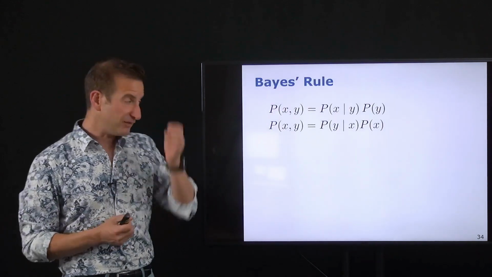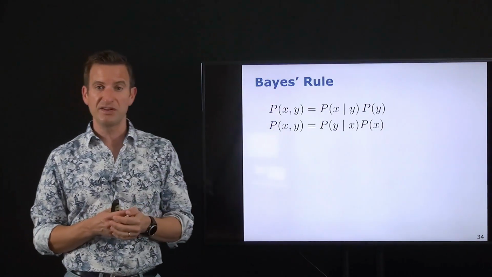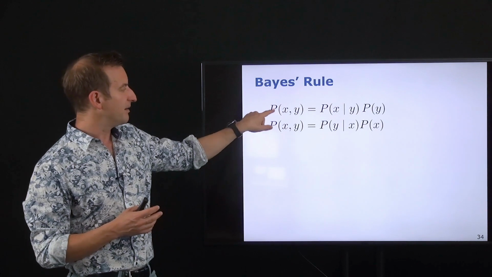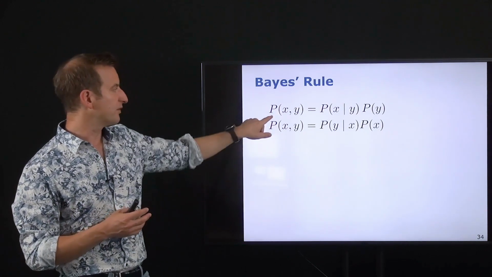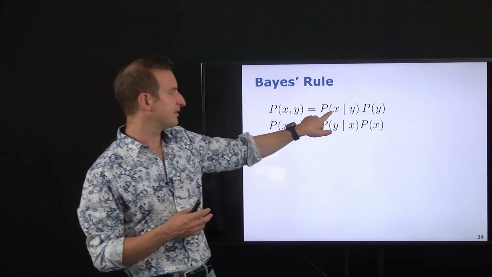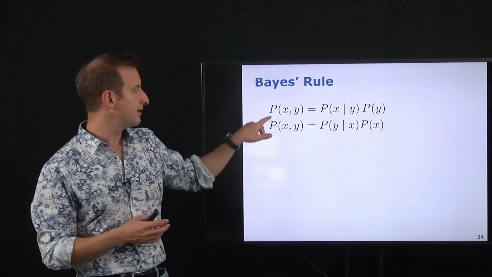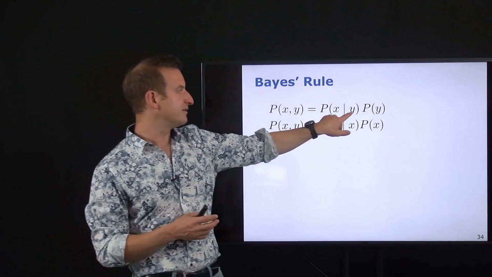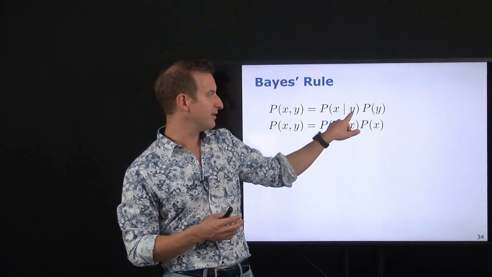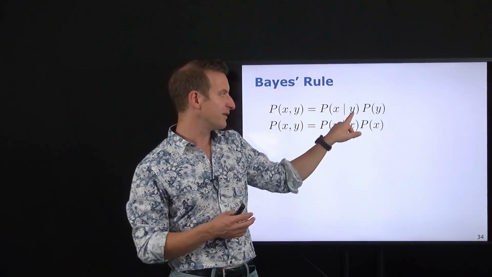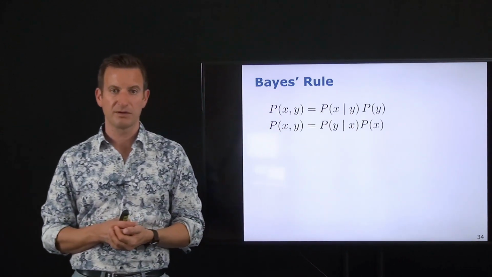So Bayes' rule can be very easily derived. I just have those two rules that we have seen before. So P of X and Y is nothing else than P of X given Y times P of Y. Okay, so again, the joint distribution is the conditional distribution times the probability distribution over the individual variable, which was given over here in the first part.